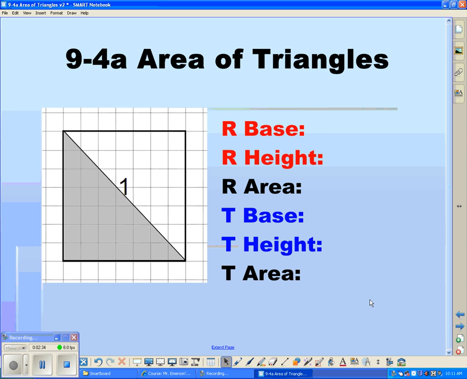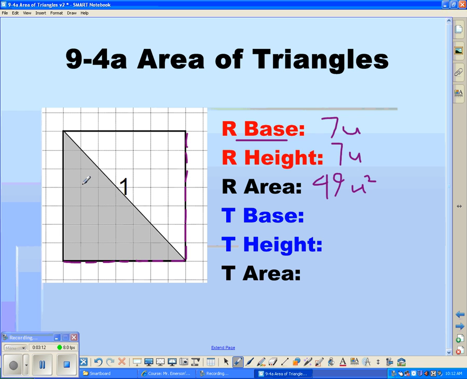So first we're going to start with the rectangle, and for the rectangle base, again we're counting a length here, so it's 1, 2, 3, 4, 5, 6, 7 units. And the height also a length that must be perpendicular to the base. We've got 1, 2, 3, 4, 5, 6, 7 units for the height of the rectangle as well. The area of the rectangle, we have a formula for that, and that's base times height. So we know 7 times 7 is 49 square units, which would be the area of the rectangle.